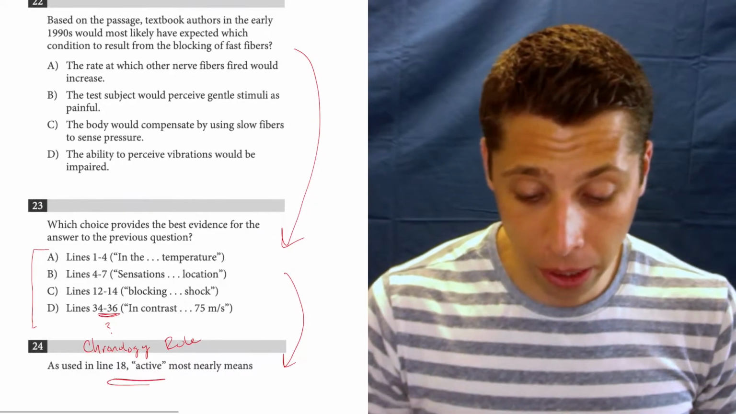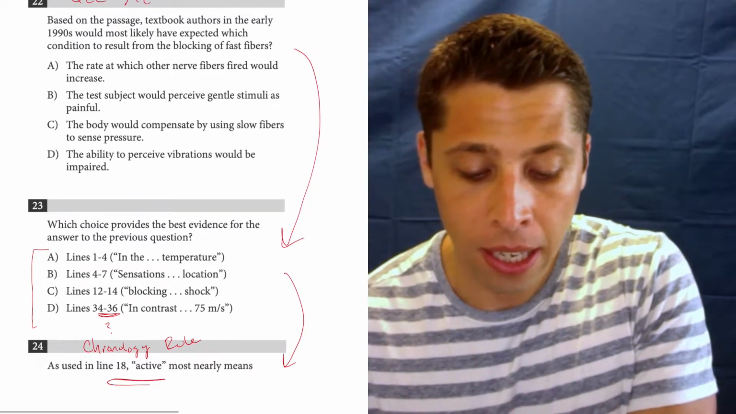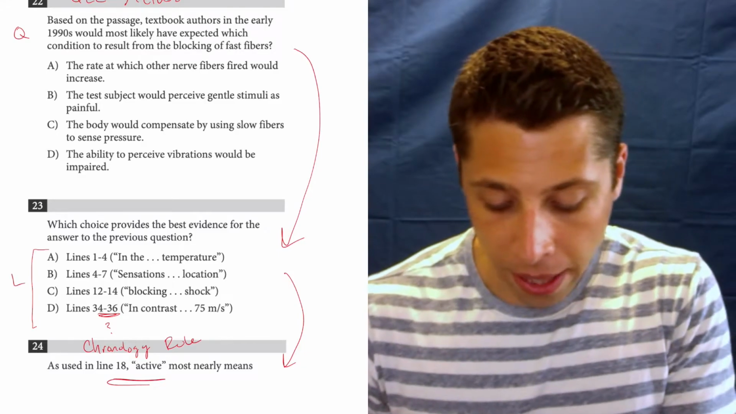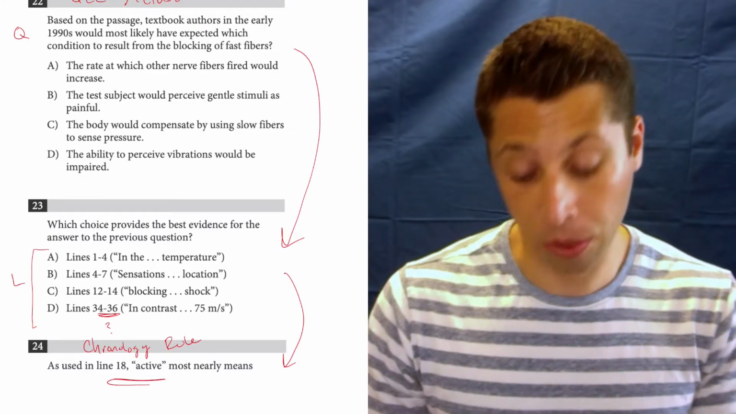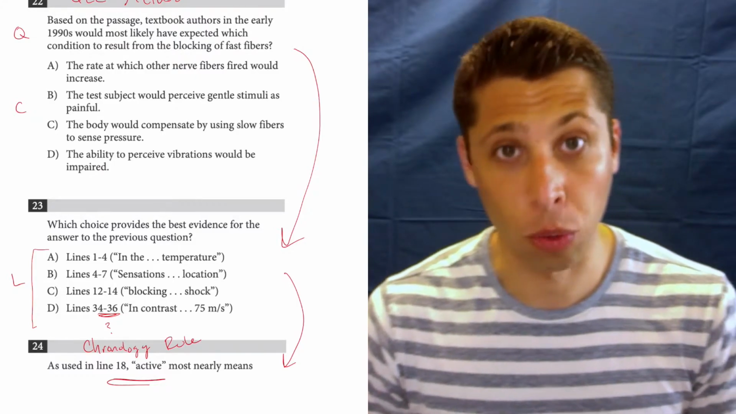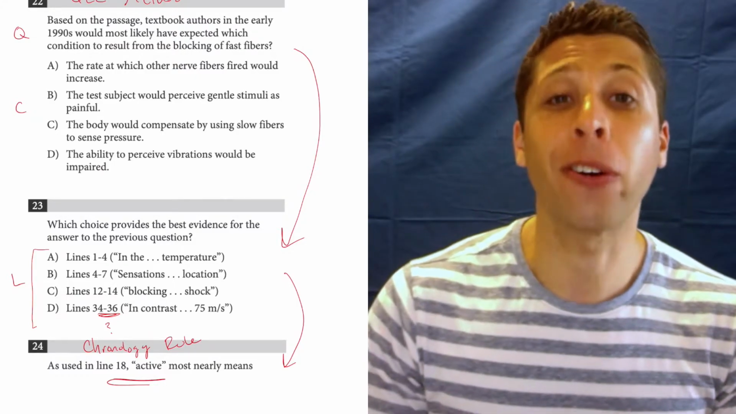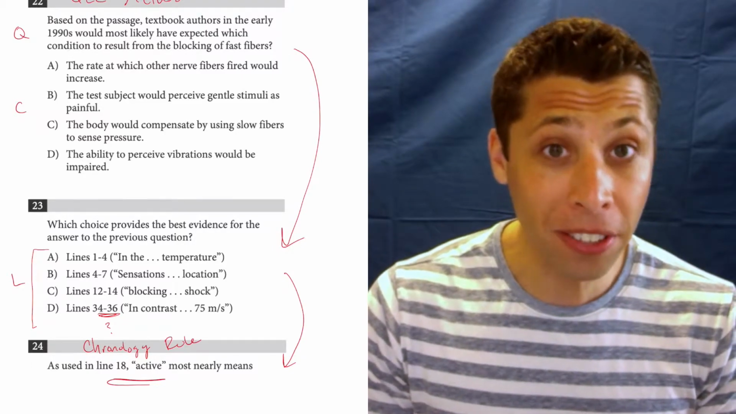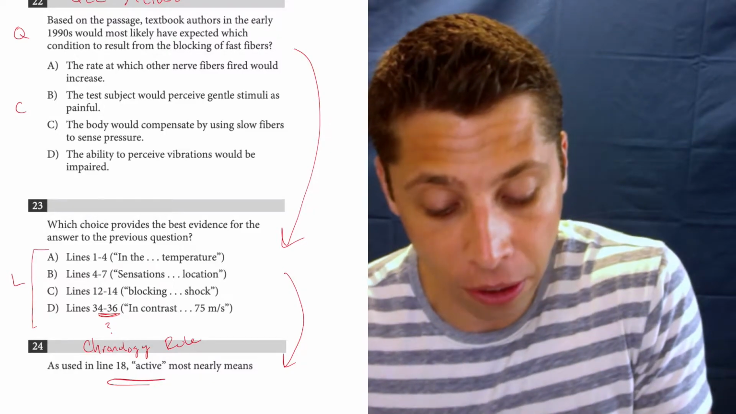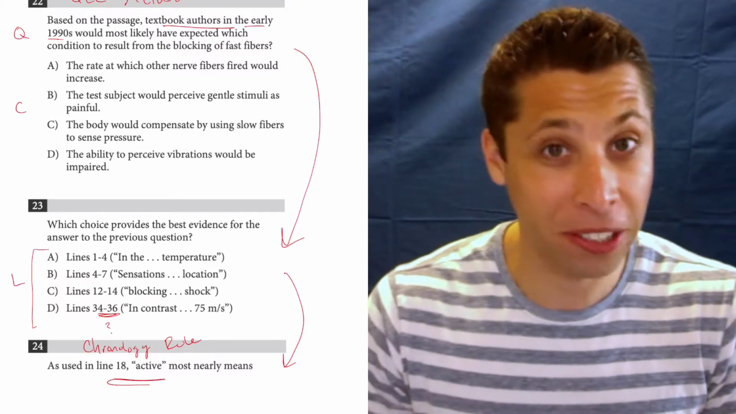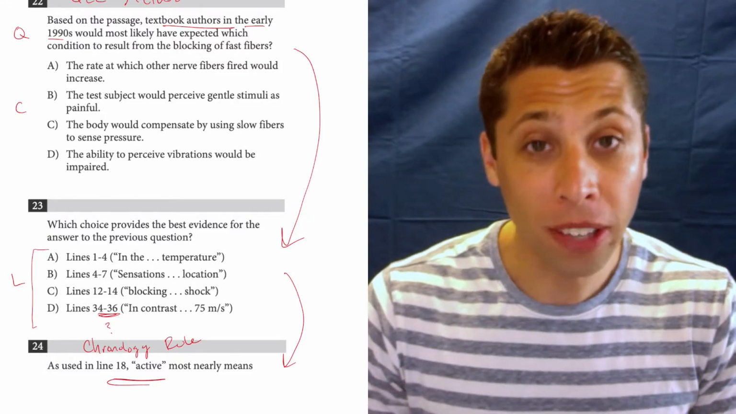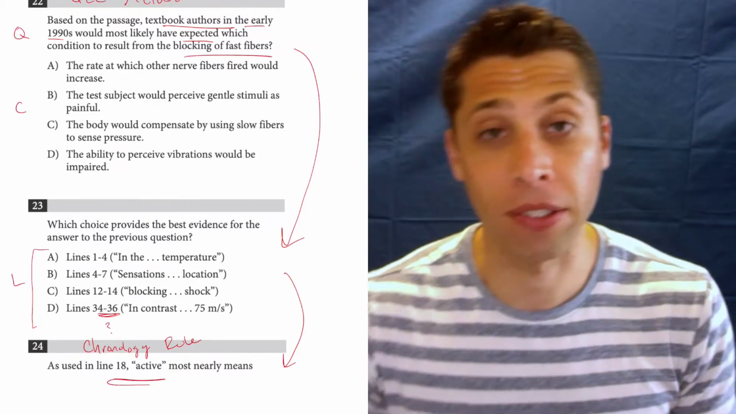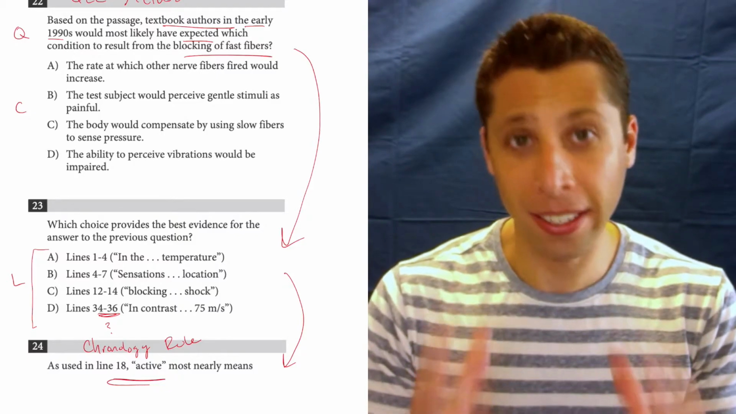So let's make sure we follow, as we do this question, the QLC method, which means that we are going to first read the question that we're given, then jump down to the lines in question 23 before coming back up to the choices in question 22. And when we do this, the question here is super specific. It's got a lot of requirements. Based on the passage, textbook authors in the early 1990s, that's a very specific group of people we're talking about, would most likely have expected which condition to result from the blocking of fast fibers. So even that word expected is a useful word here.